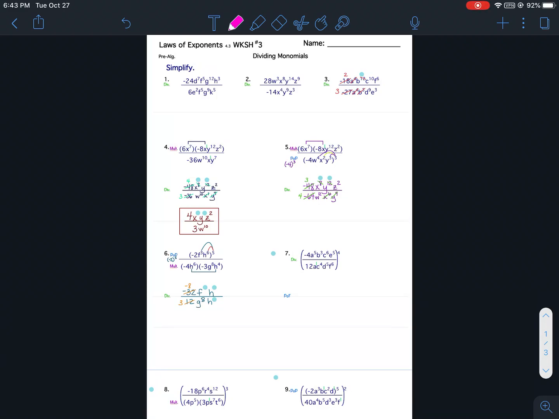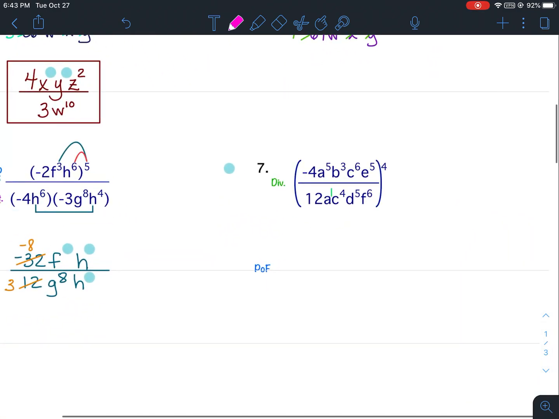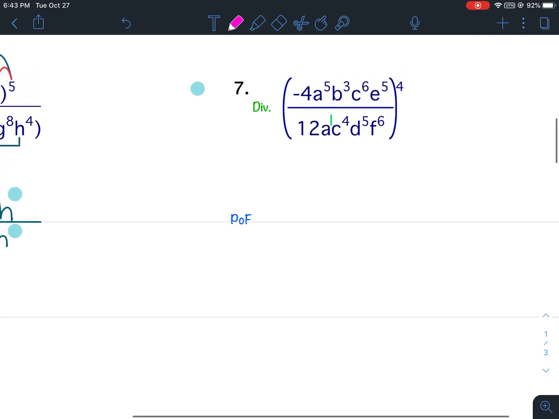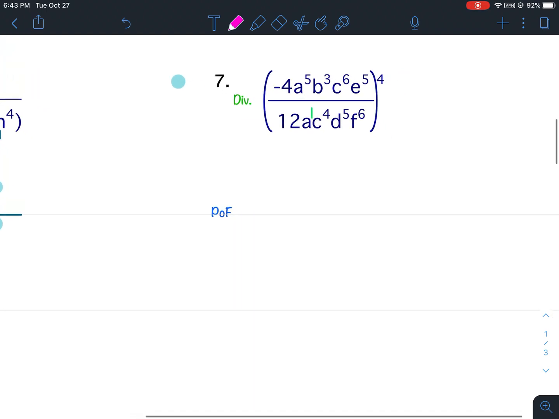Laws of Exponents 4.3, worksheet number 3. All right, now we're on number 7. For number 7, I have the big set of parentheses, so I need to do what's inside the parentheses first.